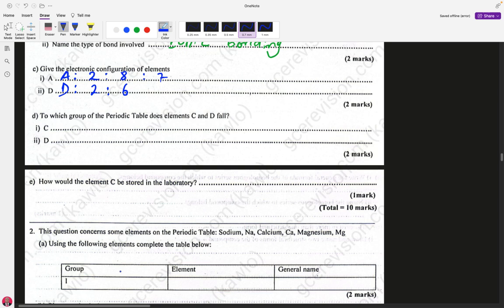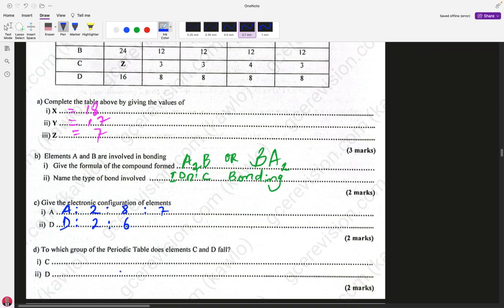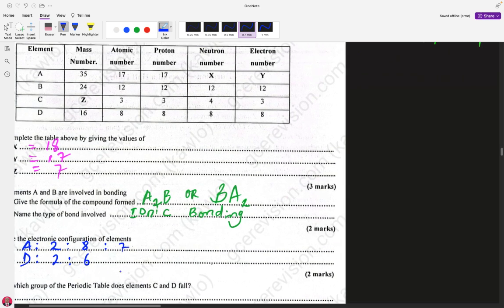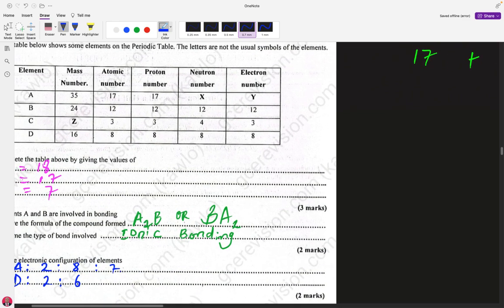To which group of the periodic table do element C and element D fall? Remember, I told you, you will know it. Element C has an atomic number from the table that has been given to us. C has an atomic number of what? 3. If element C has an atomic number of 3, the number of electrons is 3.